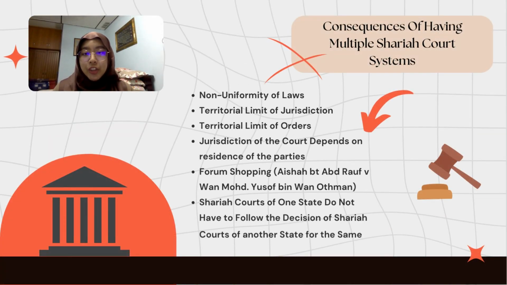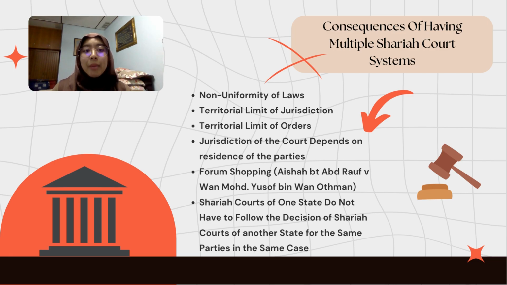From my earlier presentation, we know that the Sharia court system has a lot, which is 14 Sharia court systems. So I will be beginning my next presentation with the consequences of having multiple Sharia court systems. The first one is non-uniformity of laws, which means the law of Sharia court in one state might be different from that of another state.